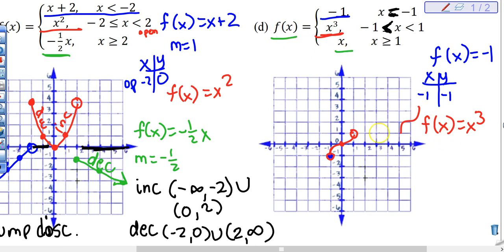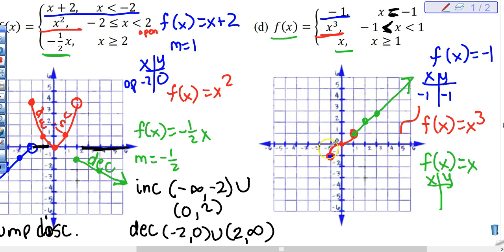Y equals x, or f of x equals x. So whatever x is, y is, that's what we know. For the domain, x is greater than or equal to 1. So we're going to go to, if x is 1, then what's y? 1, right? X is 1, y is 1, and it is inclusive. So we're going to fill in 1, 1, and then graph 2, 2, and 3, 3, etc. It's got a slope of +1, so there you go. And there's your graph.